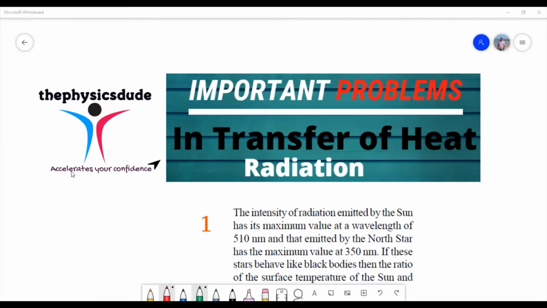Today we'll discuss some of the important problems in radiation. In my previous video, you might have watched some of the important problems based on thermal conductivity. So in this lecture, I'm going to explain some very important problems which cover all the different models in radiation for JEE and NEET exam.